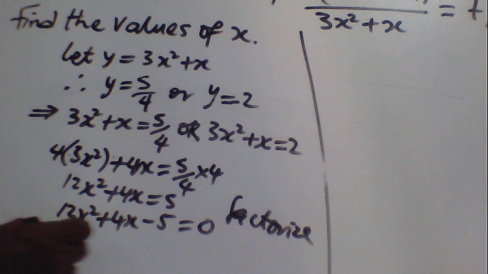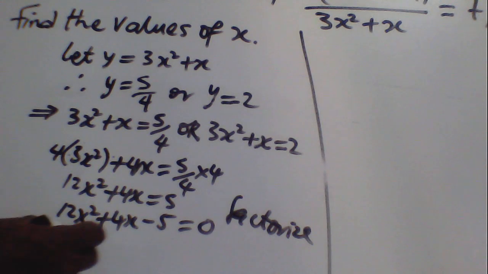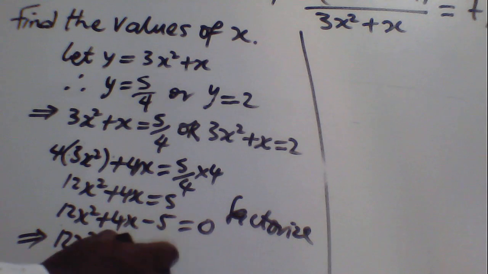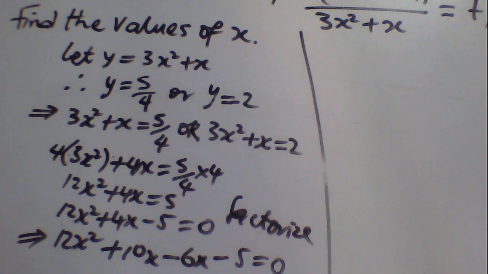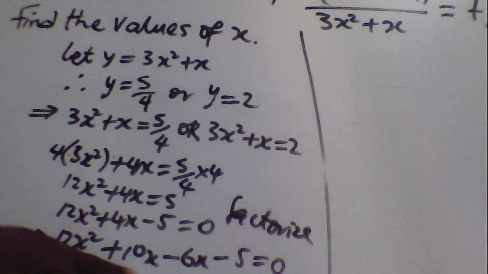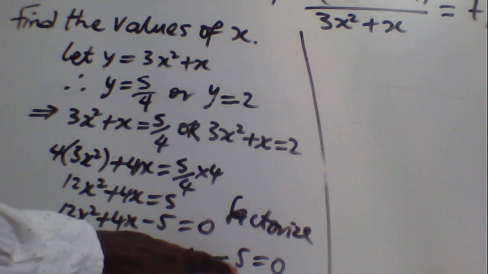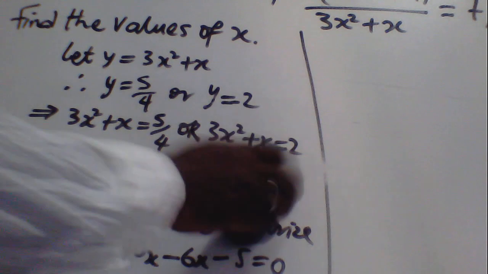So we have 12x squared. This implies 12x squared, the two terms will be plus 10x minus 6x minus 5 is equal to 0. Because if you multiply these two terms, it will give us minus 60x squared. Minus 5 multiplying plus 12x squared will give us minus 60x squared. So if you add the two terms, it will give us plus 4x.